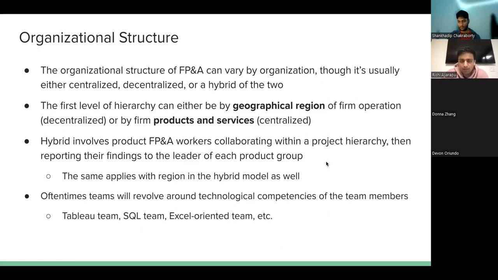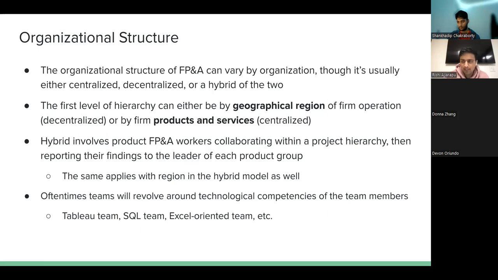And then for hybrid, which is a mix of the two, it involves product FP&A workers collaborating within a project hierarchy, and then reporting their findings to the leader of each product group. So going back to Apple, those specific analysts within that product would be reporting to those leaders. That also applies to the region in the hybrid model as well.